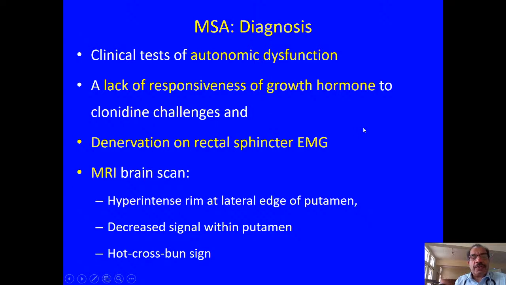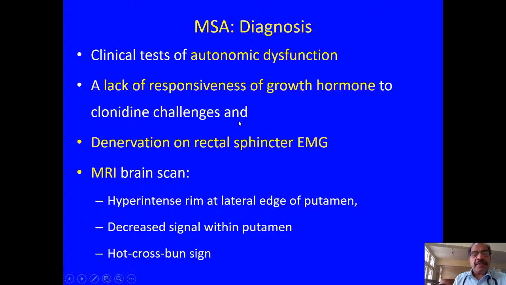So this thing is there or not. Subsequently, you can do a specialized test, like a needle electromyography of the rectal sphincter. Because of this involvement of the autonomic system, there will be denervation. Then features of denervation will be there in the electromyography of the rectal sphincter. And then you can carry out brain imaging.